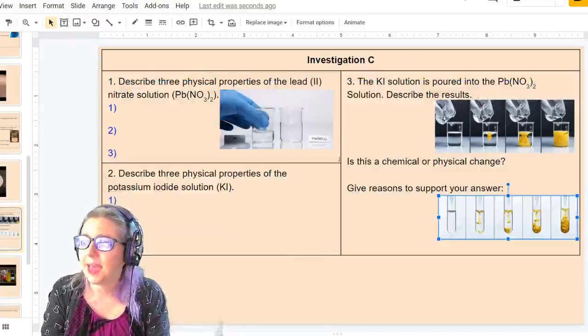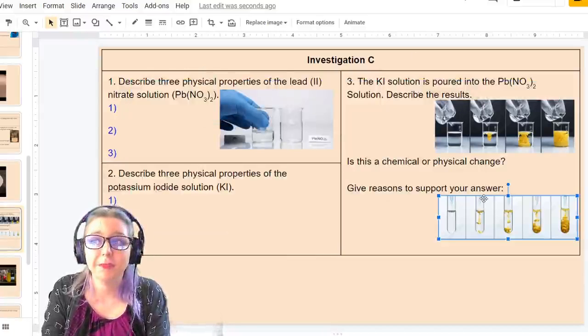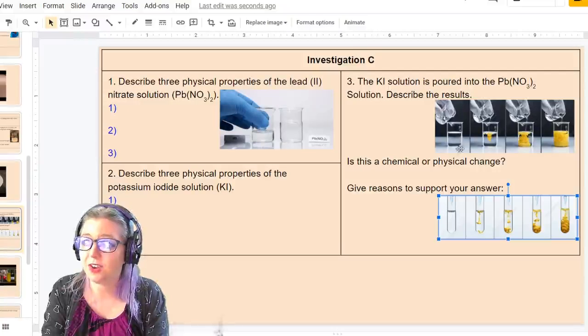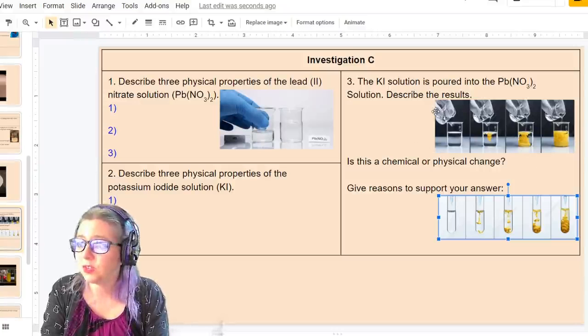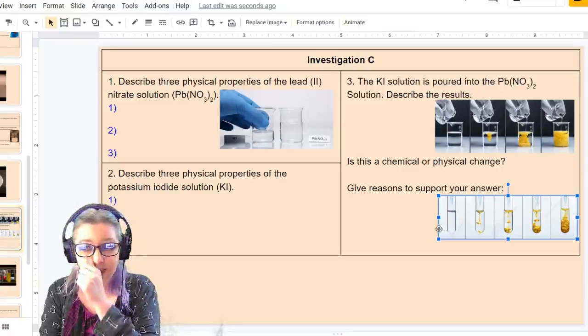So this is a chemical change. There is a dramatic change in color from no color to bright yellow. And I had two liquid solutions, and now I have a liquid solution and a solid. So that is a chemical change.